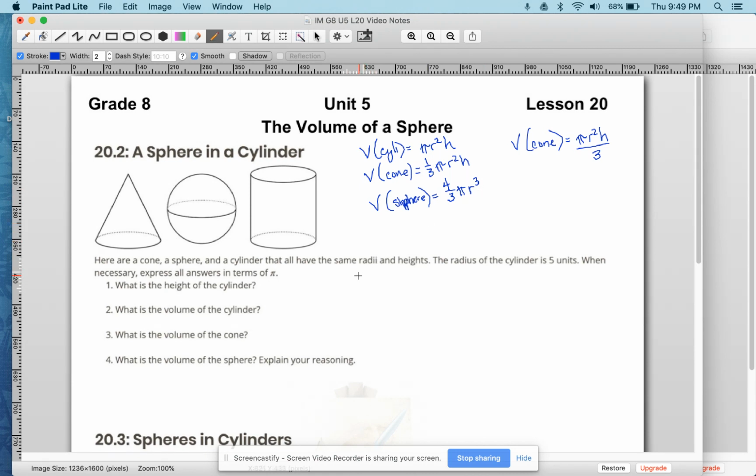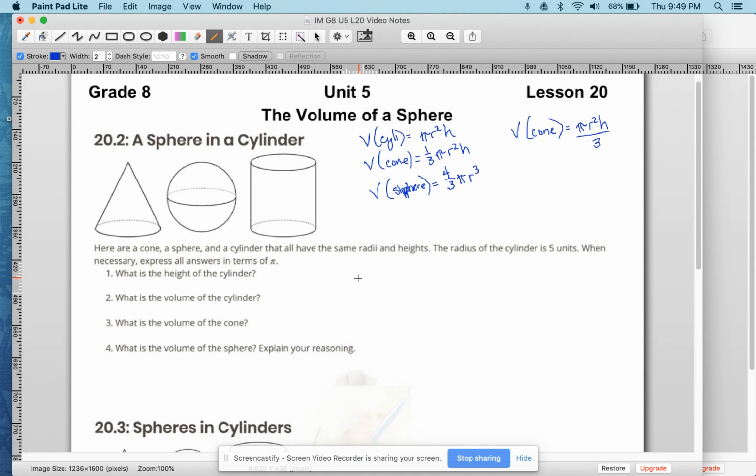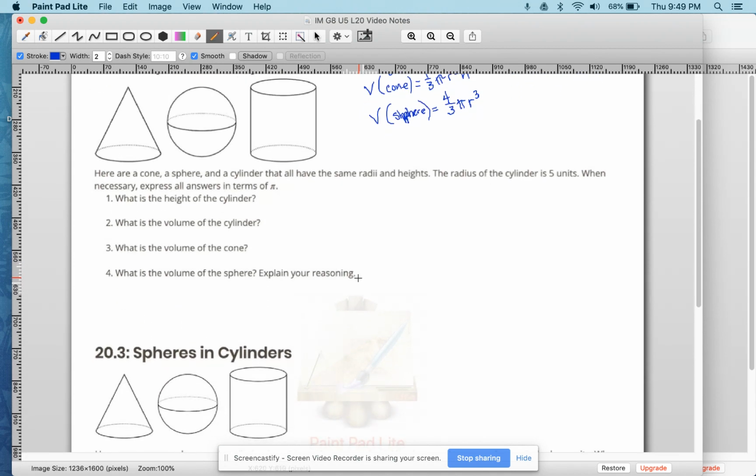And let's move on to some of these example problems that they have here for us. The first one says that we have a cone, a sphere, and a cylinder, and they all have the same radii and the same heights. So the radius of the cylinder is 5 units. And they're asking you to answer these questions and when necessary, express all answers in terms of pi. And I know you guys like that versus multiplying it out. So let's mark this up and see what we've got.